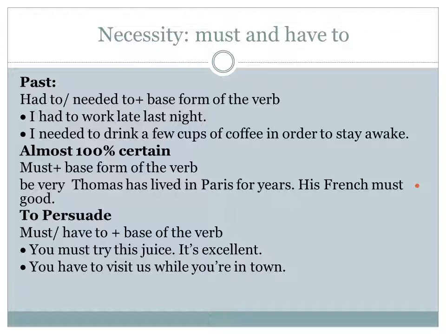to persuade, must أو have to plus base form of the verb. يعني ايه to persuade؟ اللي هو للإقناع، عشان أقنعك ما أستخدم must or have to plus base of the verb. you must try the juice. it's excellent. you have to visit us while you are in town.